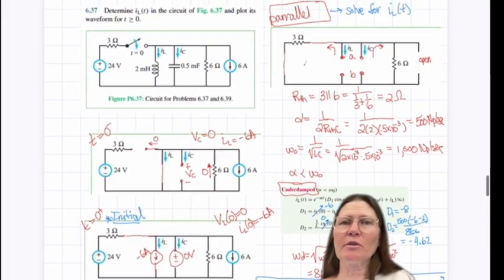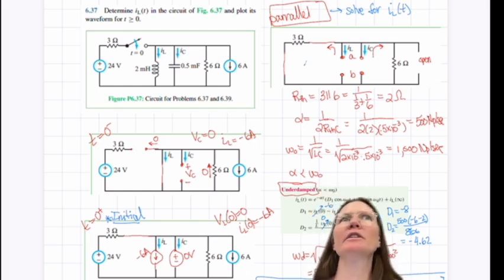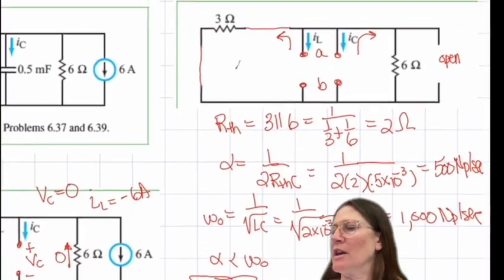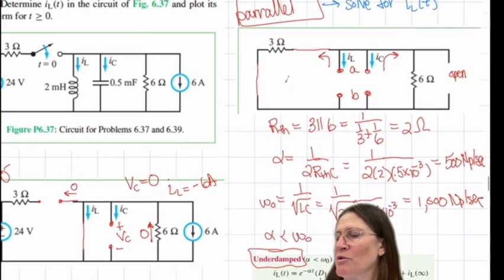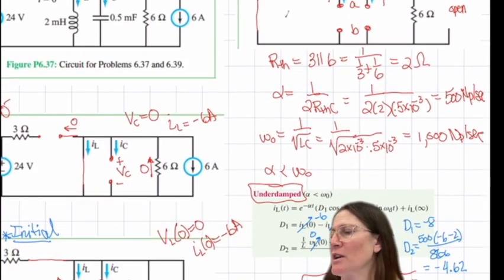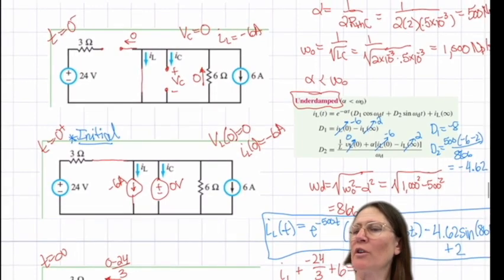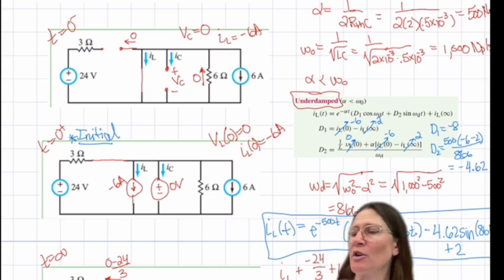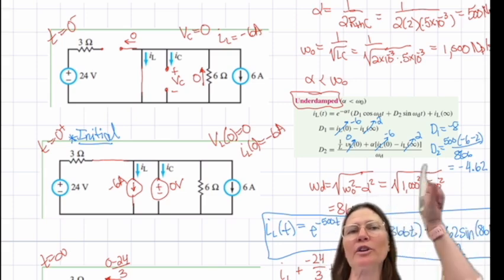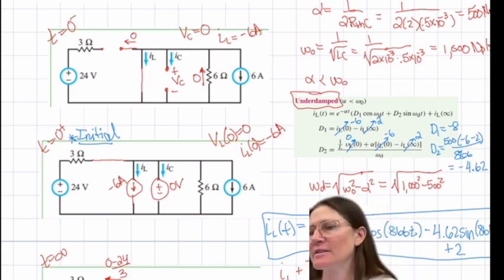All right, so parallel. So we're going to solve for IL of t. And then removing the current and the voltage source, we get RTH is 2, alpha is 500, omega naught is 1000. So this puts it in underdamped conditions. Solving at t equals 0 minus, you get 0 current going through that 6 ohms, so all the current flows through the IL branch, so you get IL is minus 6 amps.